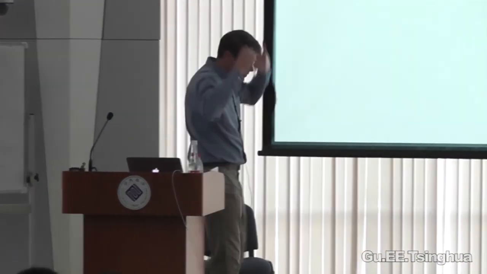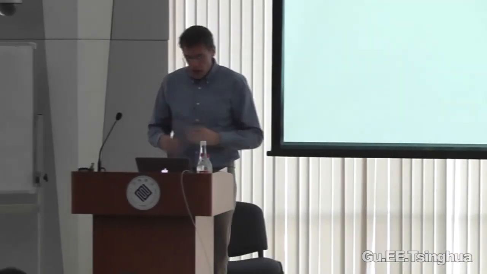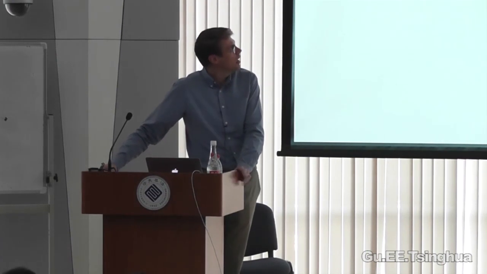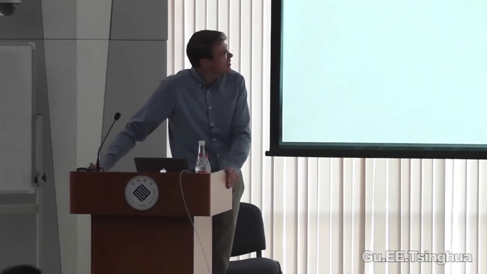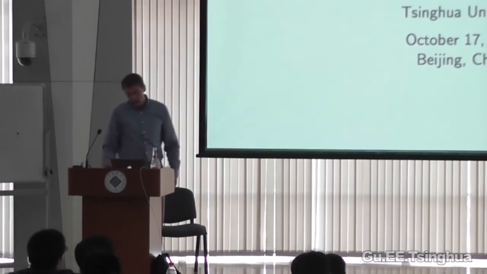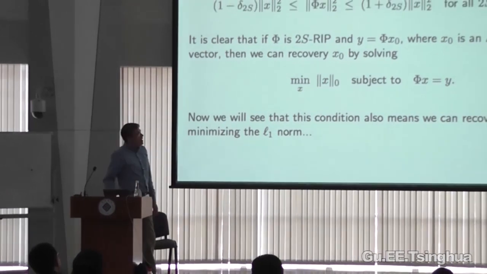So we're going to shift gears. What we're going to do is prove that there's another set of sufficient conditions. It's in some sense a stronger condition for x to be a unique minimizer. But the nice thing about this condition is it really only depends on the matrix phi. And so what it's going to say is, if I have a phi that obeys this property.